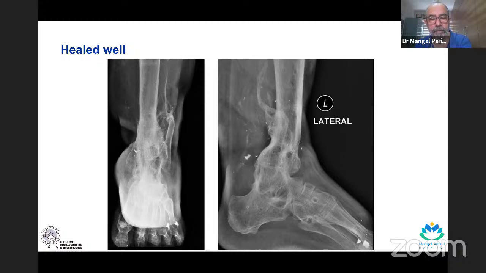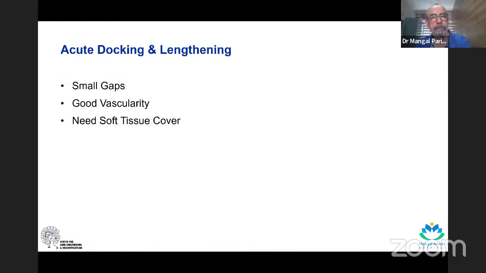Again, as I said, bone grafting, I don't shy away from bone grafting whenever I have opened it. The other trick that can be used to avoid these issues of bone transport, especially for relatively smaller gaps, is the concept of acute docking and lengthening, or acute shortening and lengthening. But this is, as I said, for smaller gaps.